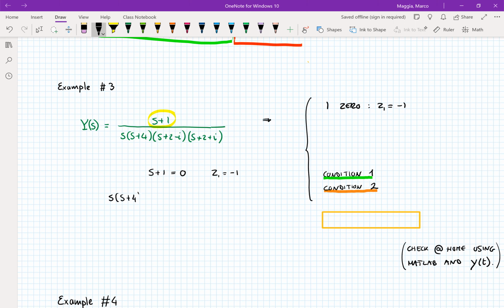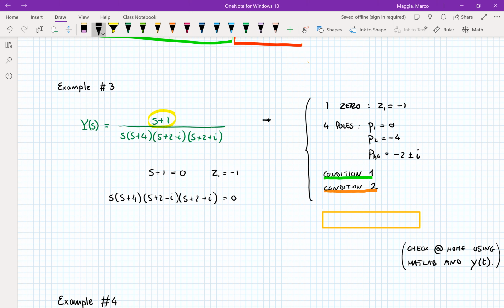Well, we need to take the denominator and equate it to 0. In this case, we have 4 poles. So we have P1 equals 0, P2 equals minus 4, and then P3 and P4 are equal to minus 2 plus or minus I. This makes sense. We have P1 and P2 are real numbers, and P3 and P4 are complex conjugate. So everything checks out in terms of the fundamental theorem of algebra.